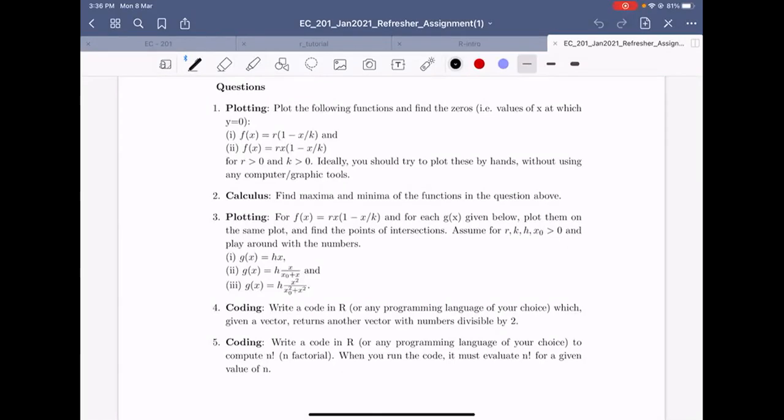I'll simply ask people because people are not replying, and I think it's better that I call out people. Bevan, were you able to do the first part of first question? What do you think it is? What does the function look like? Can you make a guess?